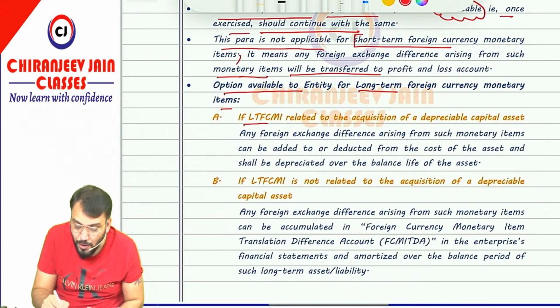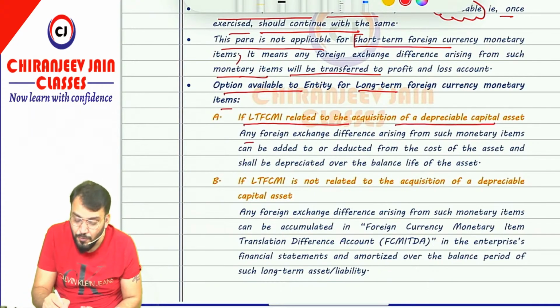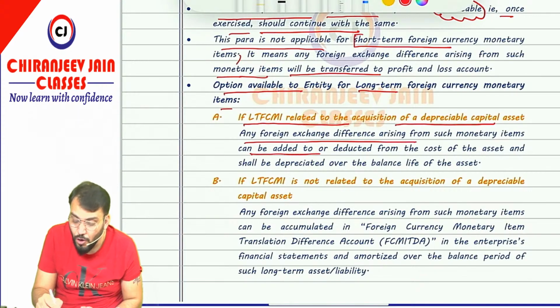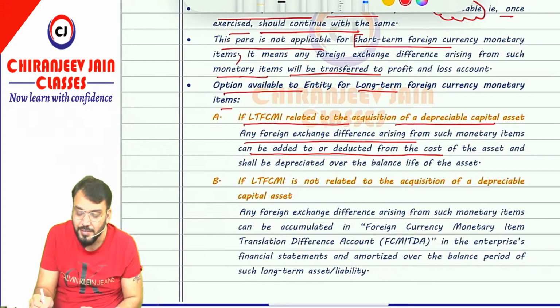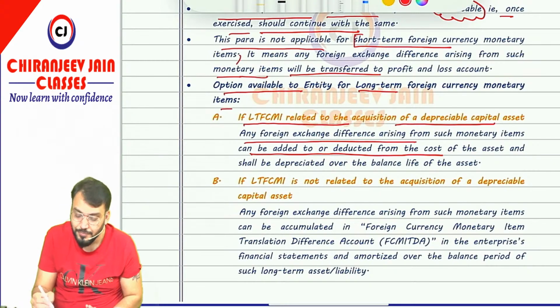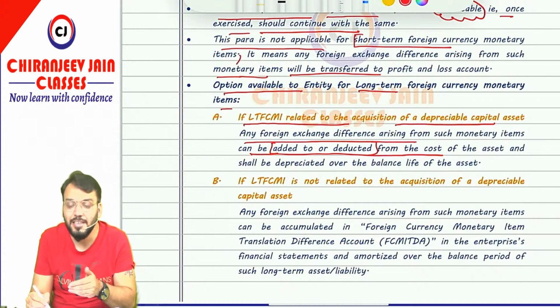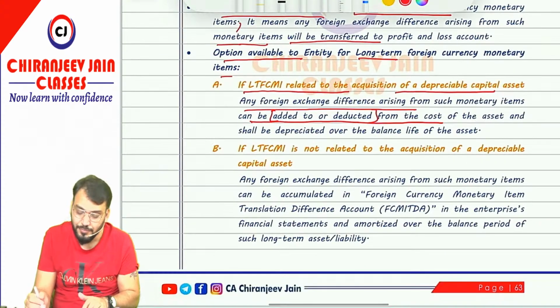If a long-term foreign currency monetary item is related to the acquisition of a depreciable asset, then any foreign exchange difference arising from such monetary item can be added to or deducted from the cost price of the asset and shall be depreciated over the remaining useful life of the asset. Is that fine? Shall be added means exchange loss will be added, shall be deducted means exchange gain will be deducted.